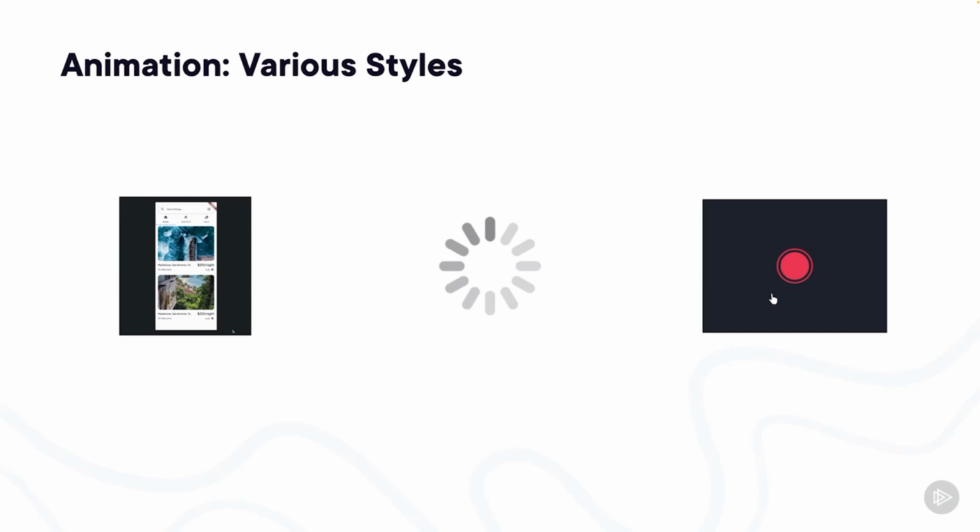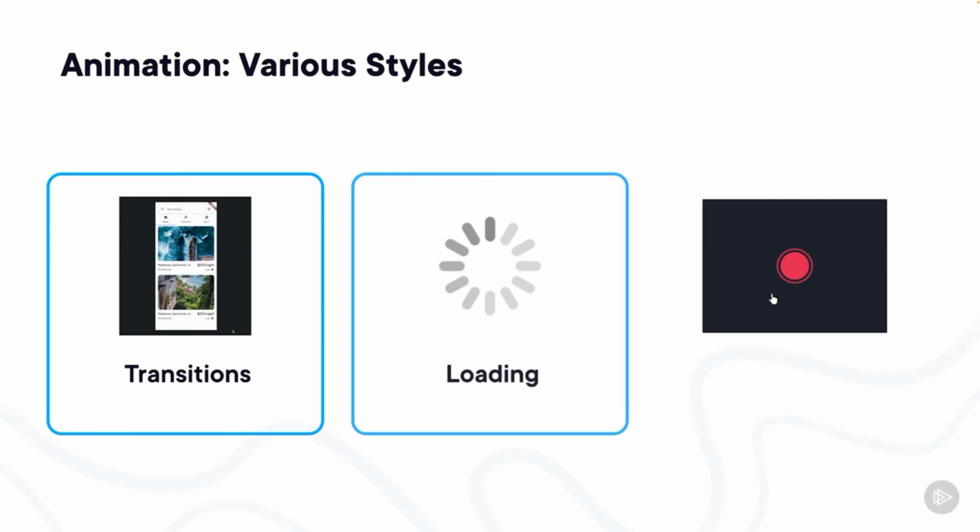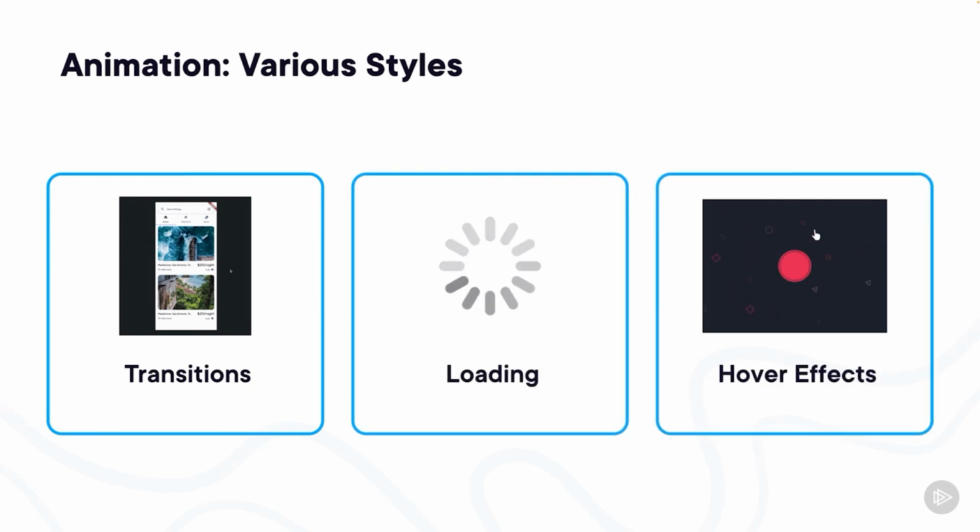You can use various animations in your app, including transitions, loading animations, and hover effects. Transitions help users understand changes in the app, such as moving from one screen to another. Loading animations indicate that a process is ongoing, keeping users informed. Hover effects provide immediate feedback when users interact with elements.